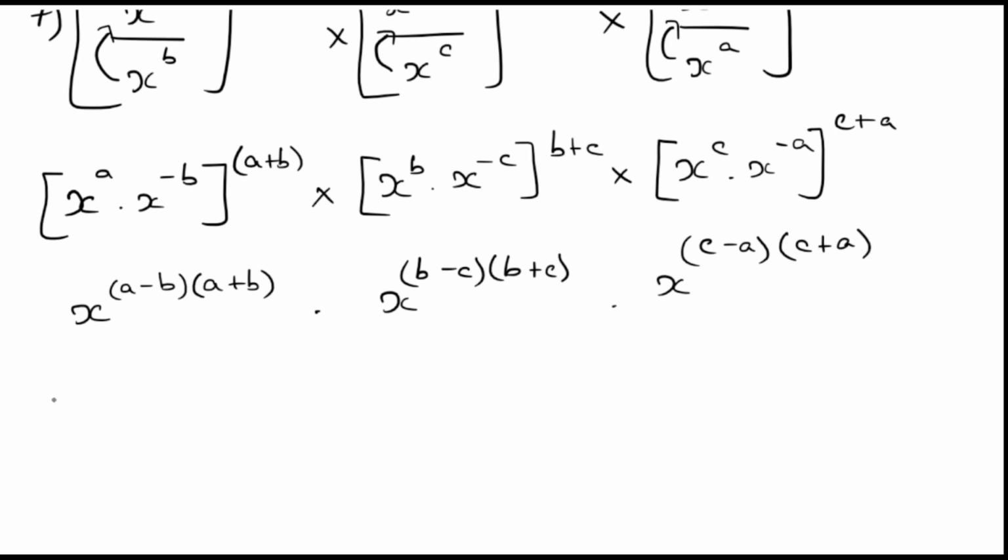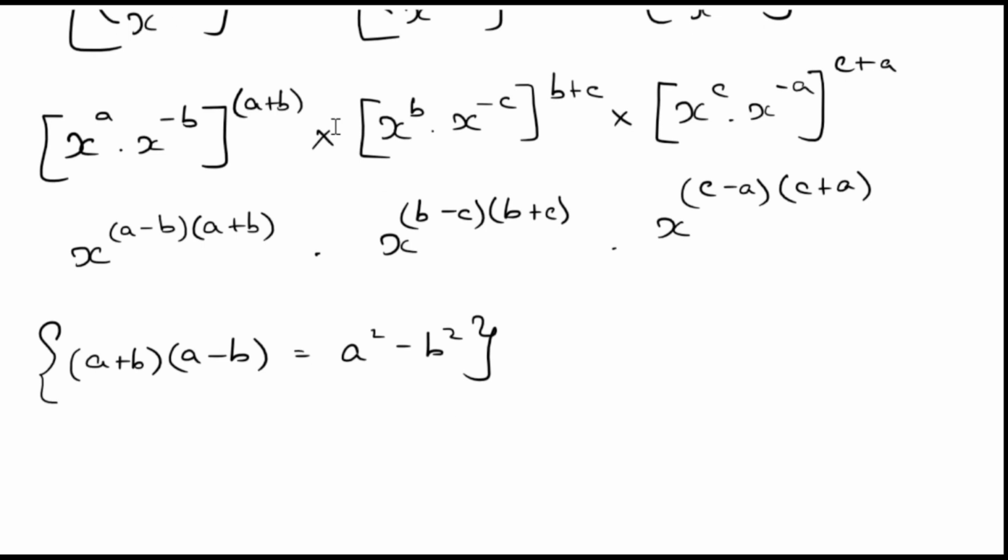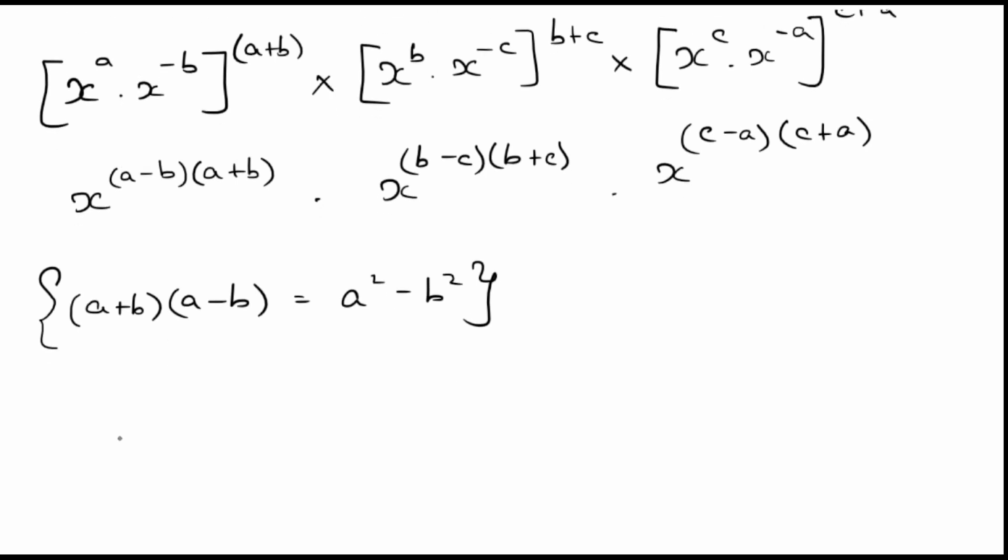Now the powers are in the form of a plus b into a minus b, which is the formula for a square minus b square. So by applying that formula in the power, we'll get x to the power a square minus b square into x to the power b square minus c square into x to the power c square minus a square.